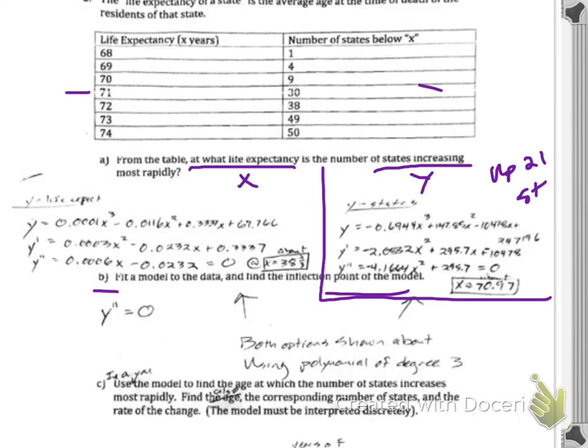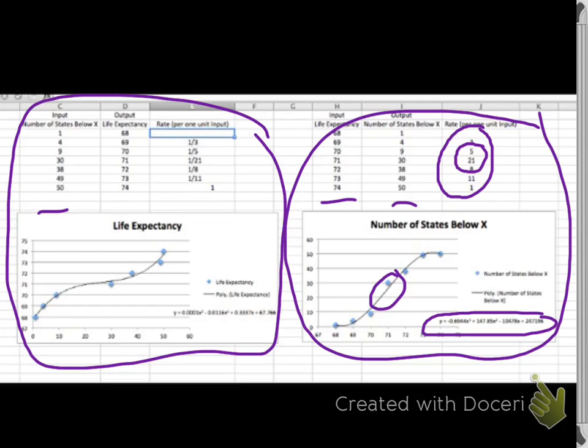Ultimately, what I'm going to do with this, it says fit a model and find the inflection point of the model. Inflection point means go find the second derivative, set it equal to 0, and use any technology possible to solve it. I tend to turn to some kind of calculator, or I can use Wolfram Alpha and write solve, and then write this equation equal to 0, and it'll tell me. In any case, it happens at 70.97. So if I look back at the graph itself, 70.97 indicates that inflection point. And we'll talk in part C about what that actually means in terms of the graph.